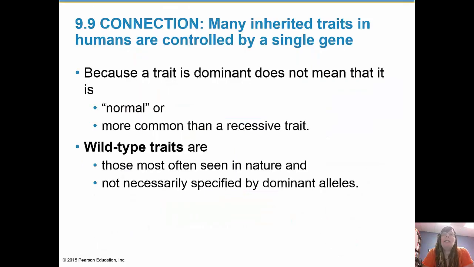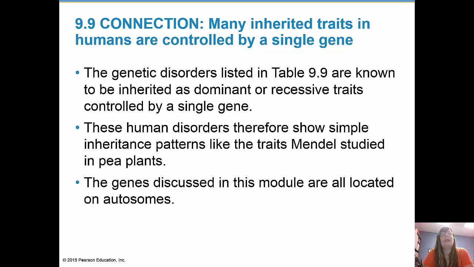So just because a trait is dominant doesn't mean that it's more common than a recessive trait or normal. I'll give you an example. Six fingers is actually dominant. But how many people do you know that have six fingers or toes? Not many. Over time, it was basically selected against. So even though it's dominant, doesn't mean it's the most prevalent in a population. Wild type traits are not necessarily specified by dominant alleles. These are just what we see out in nature.